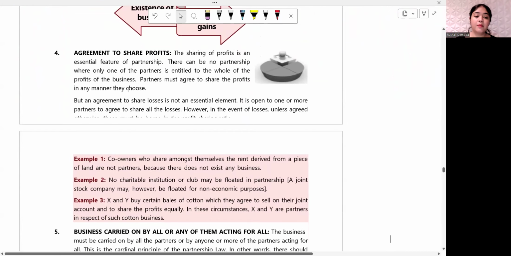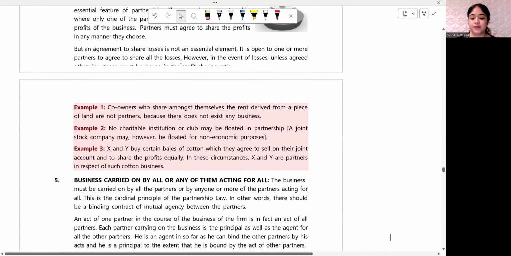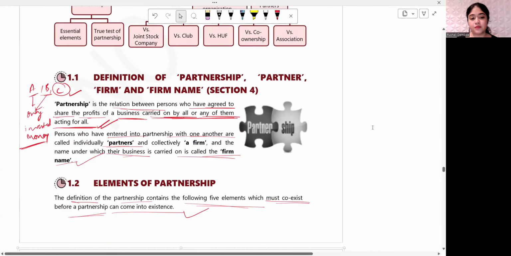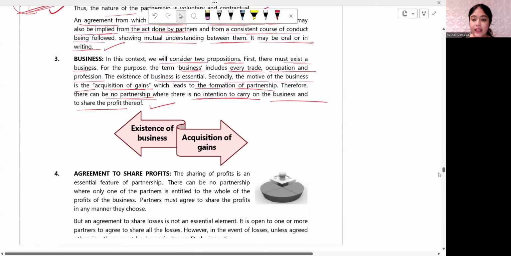Next is your agreement to share profits. Proximity error at this point.